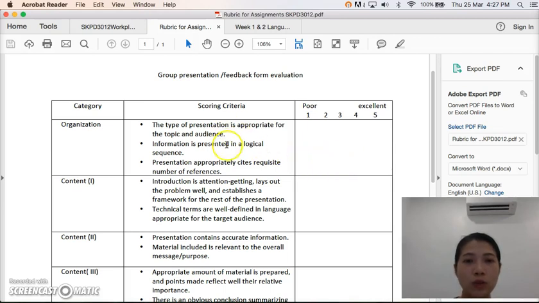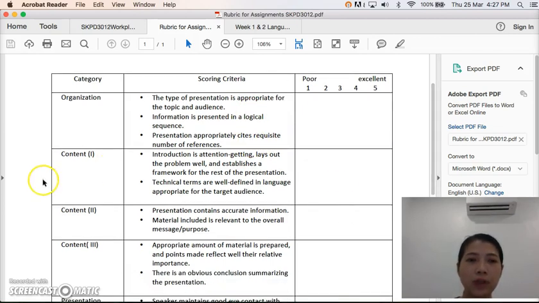Otherwise, if you fulfill only 2, you'll be getting around 3. Or if you fulfill 1, you'll be getting around 1.5. My calculation is, if there are 3 criteria in 1 single section and it's 5 marks, I'll take 5 divided by 3. So each criteria that you score is about 1.5 marks.